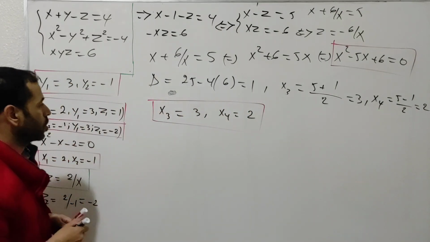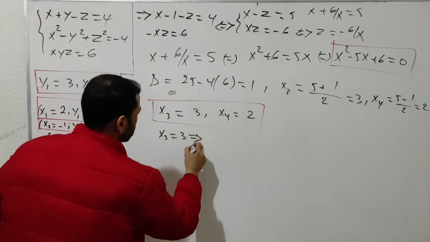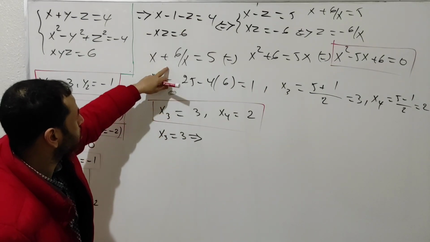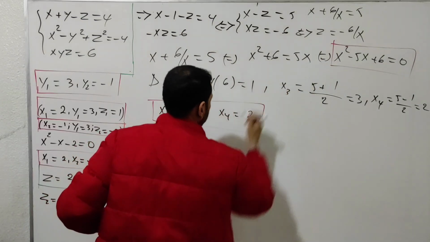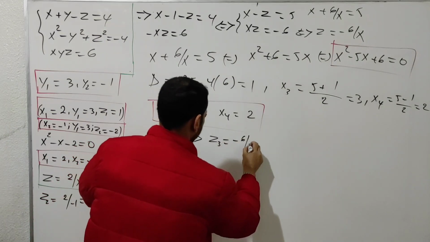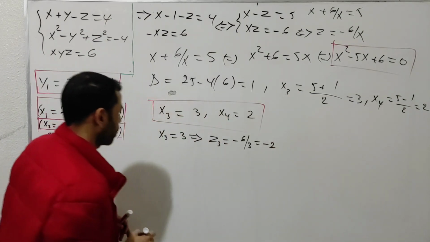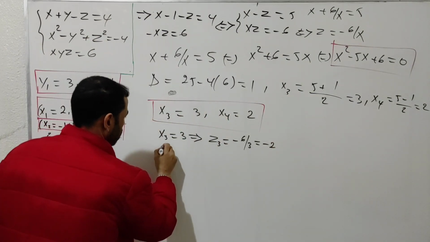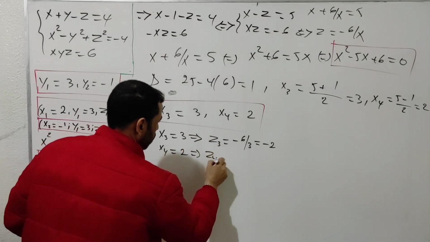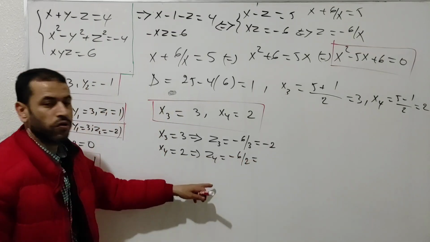Now I'm going to find the third solution. I will have x3 equals 3. I'm going to calculate z now because I know the relationship between x and z. By using this equation, I will have z3 equals minus 6 over 3, which is minus 2. Okay, so I'm going to find z4. So I will have x4 equals 2. z4 is given as minus 6 over 2, which is minus 3.